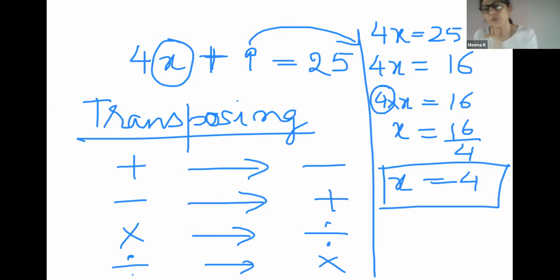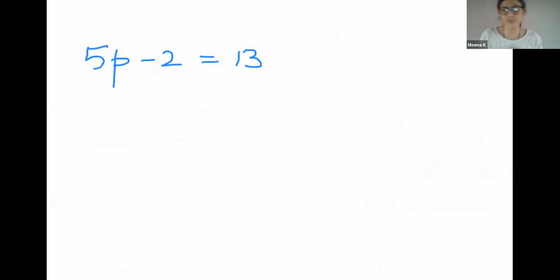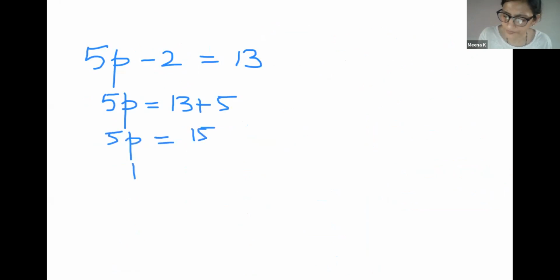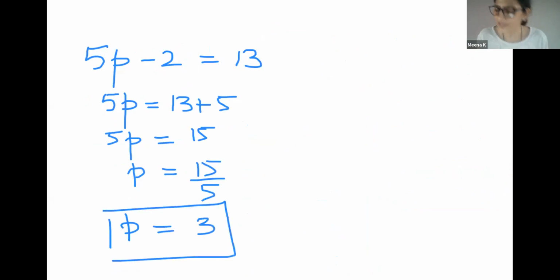So children, this transposing is clear to all of you, right? So we'll take some more examples now. 5p minus 2 is equal to 13. We'll start with simple ones. I want the answers in the chat box quickly. Yes, Sujal, very good. Yes, Dhanishta, Yani, very good. Somebody has some other answer, please check.